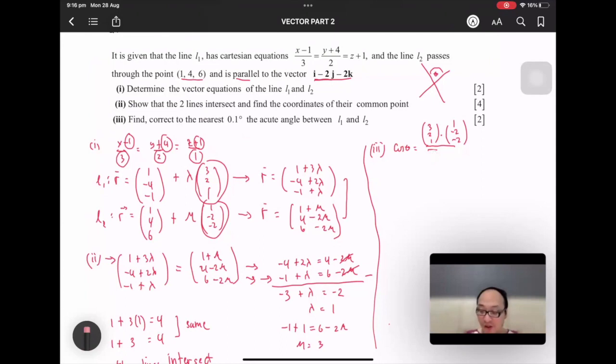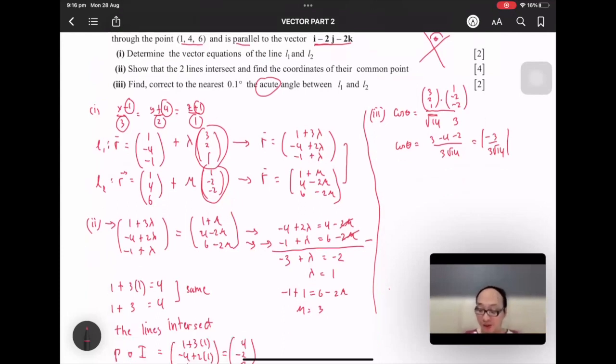Root of 14. And then this 1 plus 4 plus 4, so it's 3. So that means cos theta will be equal to 3 minus 4 minus 2 over 3 root 14. So this is equal to minus 3 over 3 root 14. In this case, the angle should be acute, so we can ignore the negative by putting the absolute value. So we find the positive value of cos theta.